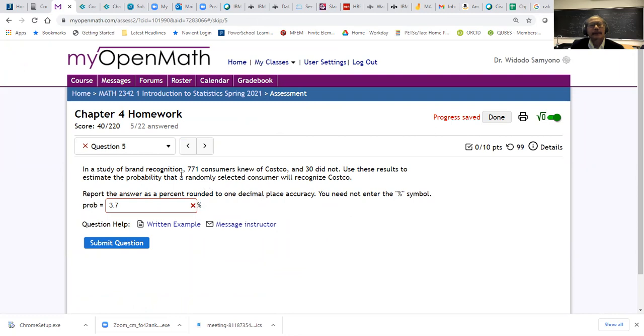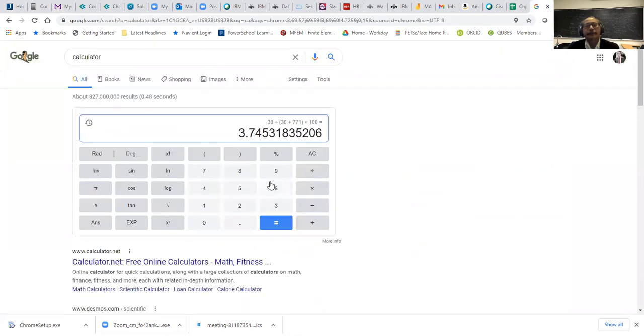Okay, a study is 771 customers who recognized the new postcode, and 30 did not. Use this result to estimate the probability that a randomly selected customer will... sorry, I think it's the opposite. It should be 771 divided by the total. So it should go the other way. It should be the ones that can recognize, so the ones that recognize is 771, divided by the total.